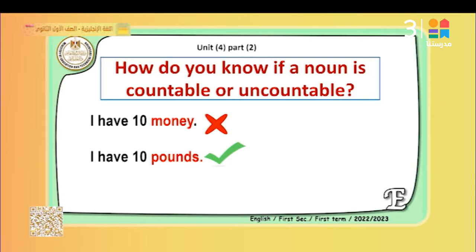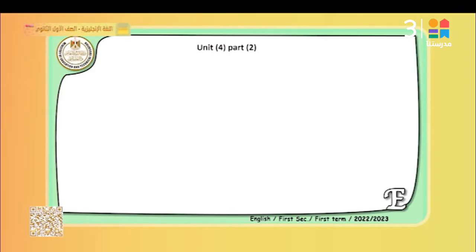What does it mean it's uncountable? It means that it takes a singular verb, so we say money is. And we cannot use many with the word money. We can use the word much or little. We cannot use many or few, as we are going to see now.